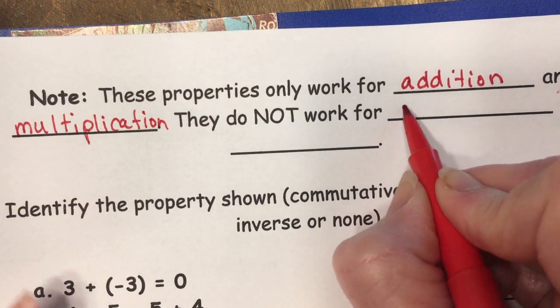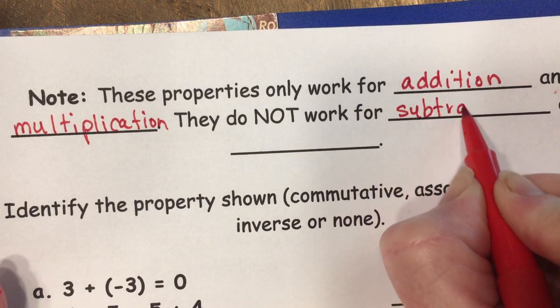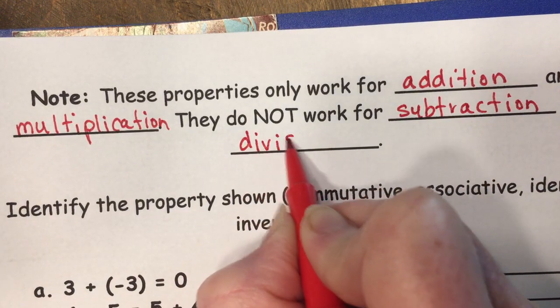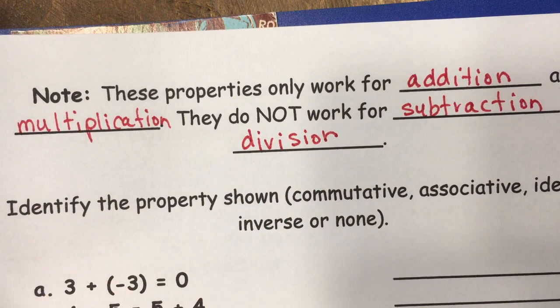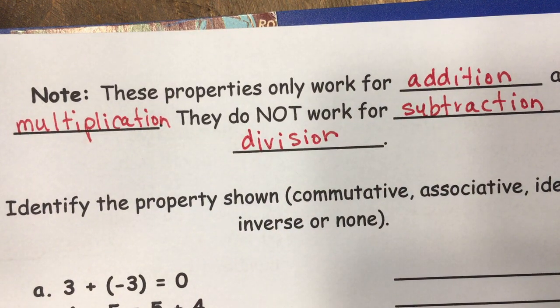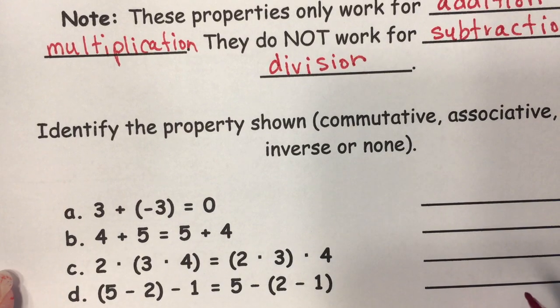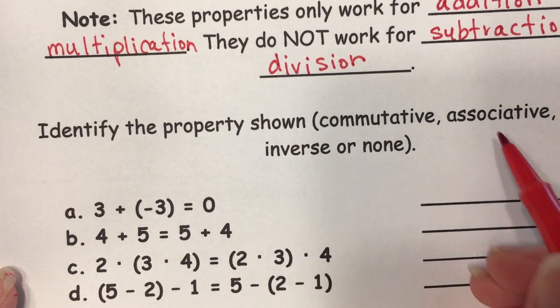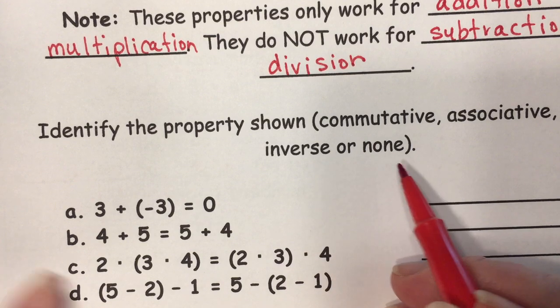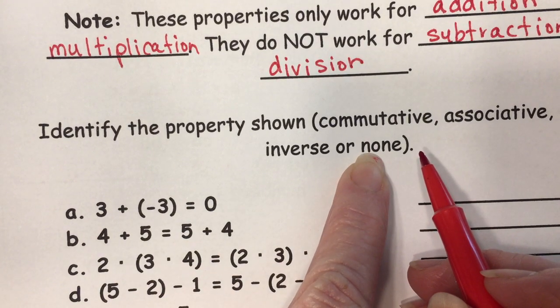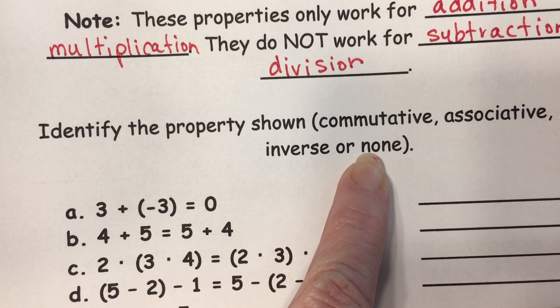They do not work for subtraction and division. Just kind of keep that in your head. So given these problems here, you're going to have to identify the property that's shown. You're either going to say it's the commutative, associative, identity, inverse, or none. Sometimes they're not going to show you the correct property, and that's a case you would say none for.